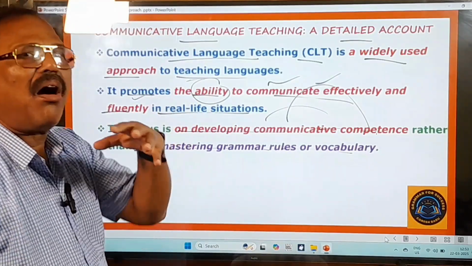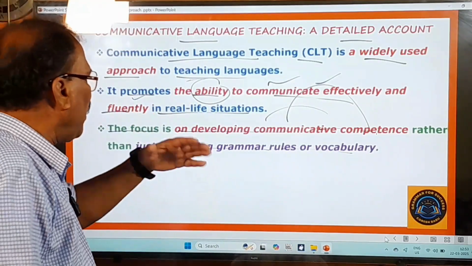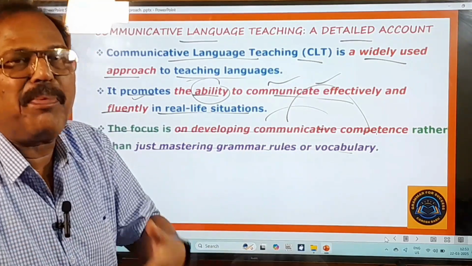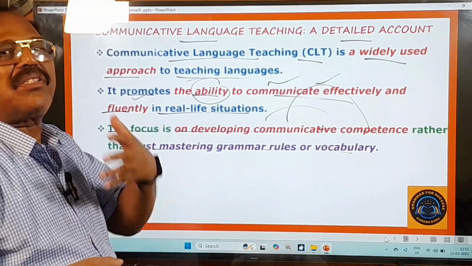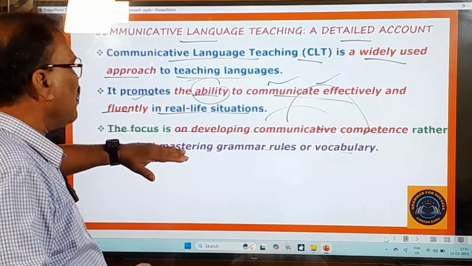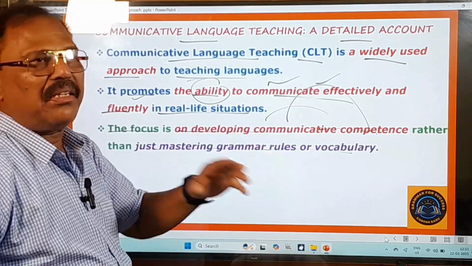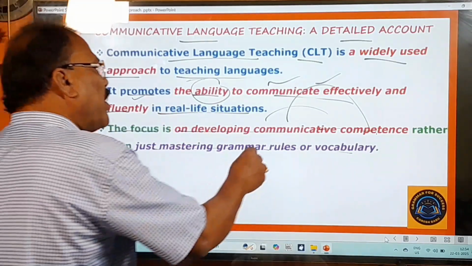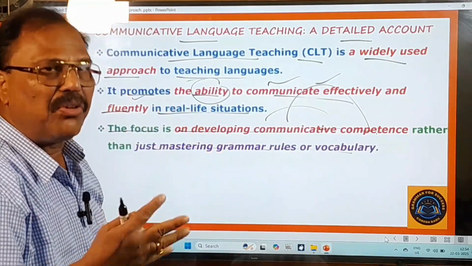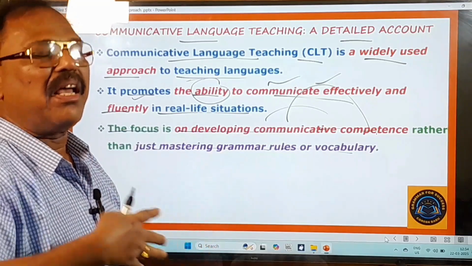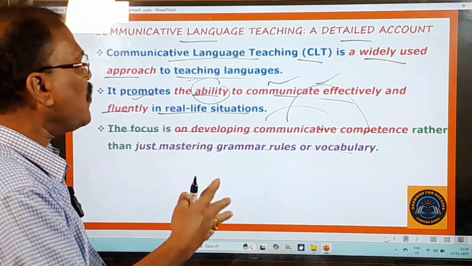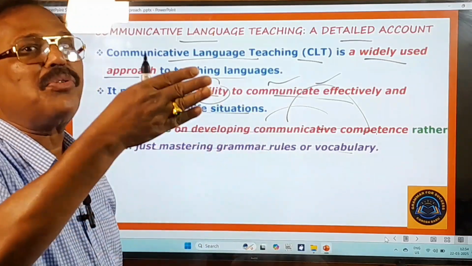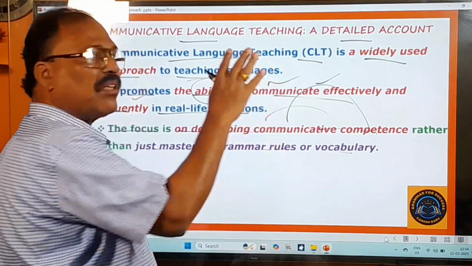Some people are of the opinion that if they can learn some grammar and some vocabulary, that itself is enough for speaking English. But actually it is not so. Just if you master grammar rules and vocabulary, it does not allow you to speak fluently and effectively. Only if you have communicative competence can you speak that target language effectively and fluently. So that's why this communicative language approach will enable the students to have communicative competence.